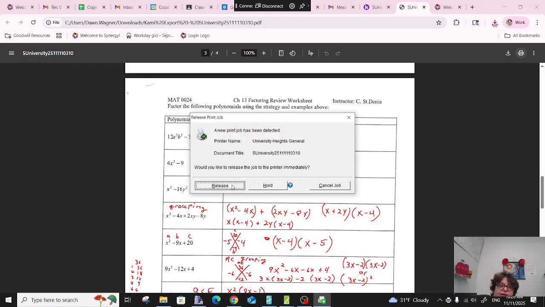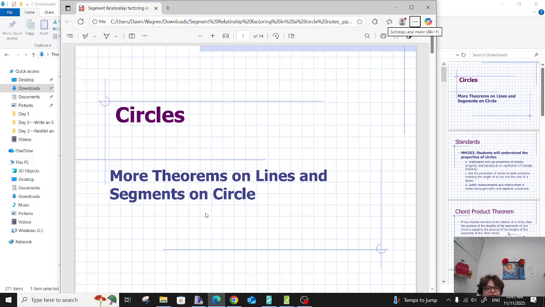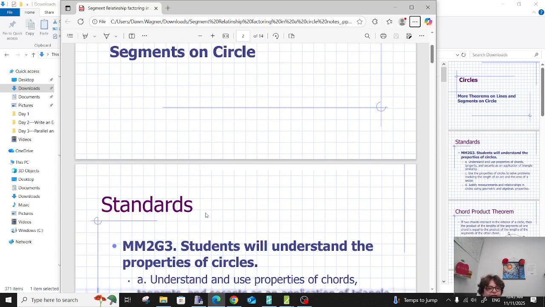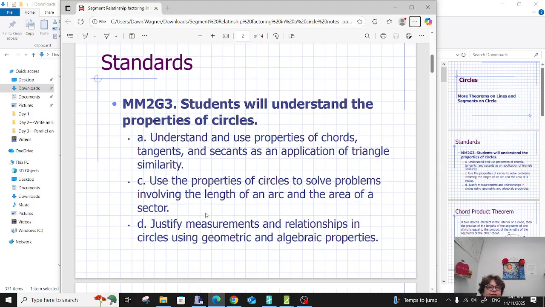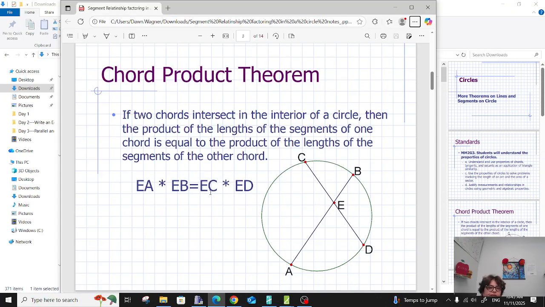There it goes. When you get back, we're going to be applying factoring to geometry. Lines and segments in a circle. So you're going to understand the use of properties of chords, tangents, and secants as application of triangle similarity. Use properties of circles to solve problems. I'm just going to skip that, and we're going to start looking at the actual theorem.